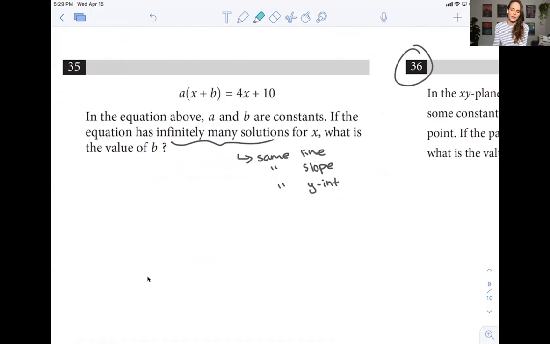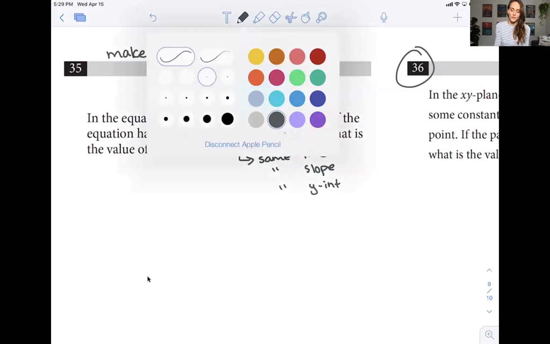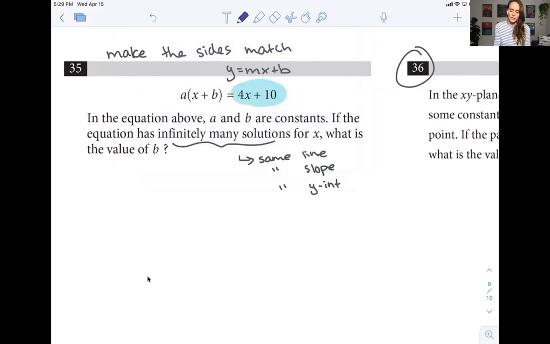So it's going to be the same slope and the same y-intercept. And I can see up here that this looks an awful lot like y equals mx plus b. I'm going to do the same thing that I did before. I'm going to make the sides match. So either I can factor out that 4 over here, or I can distribute this A, and you may have guessed it right. I'm just going to distribute that A. So I'm going to get AX plus AB equals 4X plus 10.